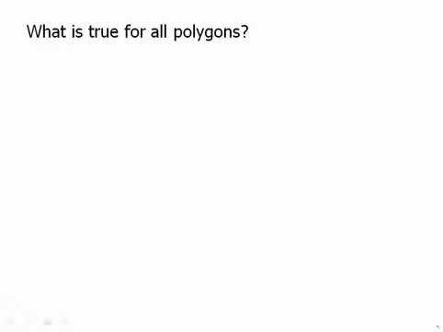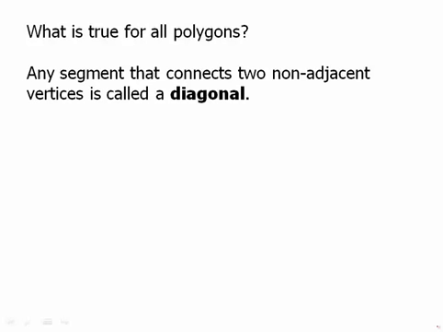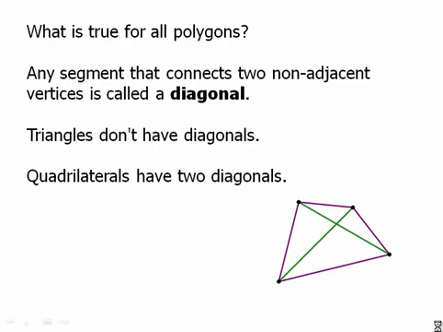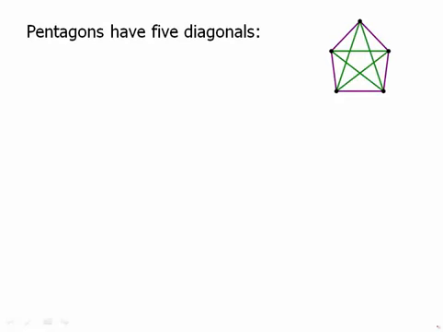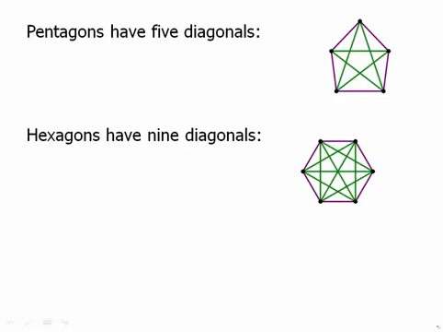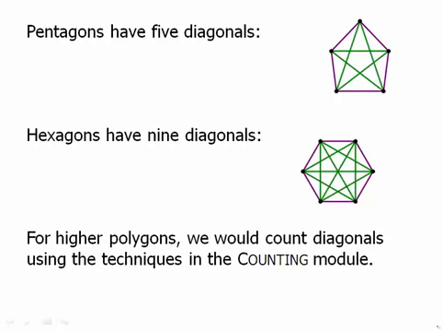What is true for all polygons? Well, first of all, any segment that connects 2 non-adjacent vertices is called a diagonal. So triangles, as we found out, don't have diagonals. Quadrilaterals have exactly 2 diagonals. Pentagons have 5 diagonals. Hexagons have 9 diagonals. For higher polygons, we could count diagonals using the techniques in the counting modules. That actually becomes a much harder problem to figure out. Say, how many diagonals does a polygon with 20 sides have? That's something we're not going to worry about right now. We're going to wait till we get to the counting problems. That's really much more a counting problem rather than a geometry problem. So don't worry about that right now.